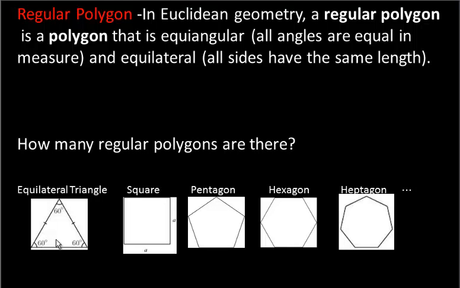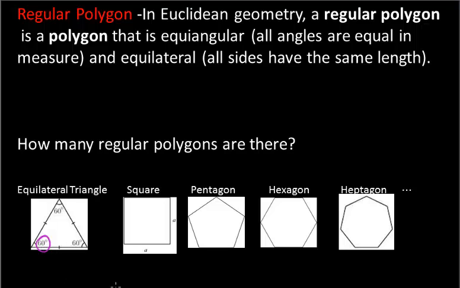A regular polygon is a two-dimensional or planar figure that has straight lines for its sides. All the sides have the same length, and all the angles are equal in measure. So here are a few of them. An equilateral triangle, notice every angle is 60 degrees. The sum of the three angles adds up to 180, and the sides are of equal length.